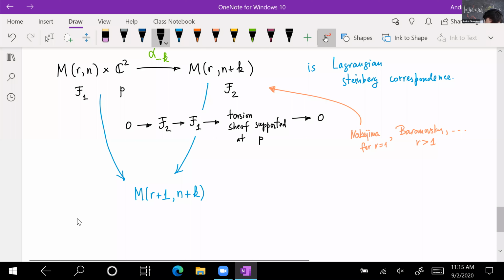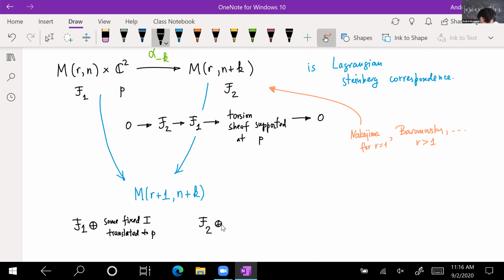The way we embed this one is, we take F1 and then direct sum some fixed sheaf supported at the origin, which we translate to P. So we pick our favorite ideal sheaf supported at the origin, and it translates to a point P. That's an embedding of C2 into sheaves on here, and then you compare it with F2. And here we take just the structure sheaf.